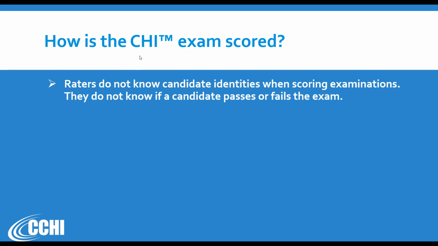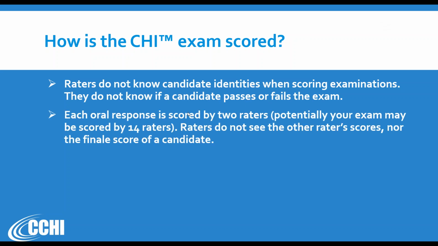First of all, I want you to know that raters do not know the candidates' identities, and they don't know if you pass or fail, and they cannot influence that. They cannot intentionally do something to you. Each oral response, each recording, is scored by 2 raters, right? So you have 7 recordings, each by 2, so potentially 14 people can score your exam.